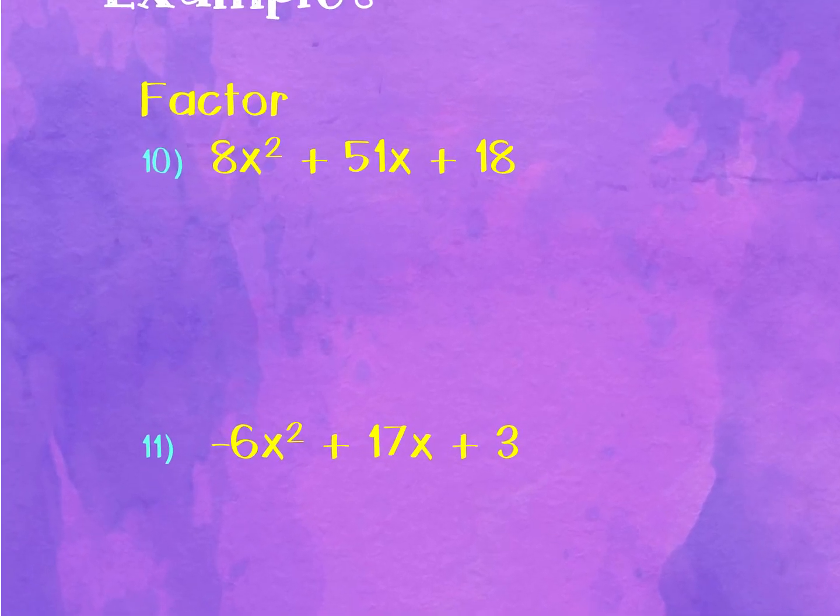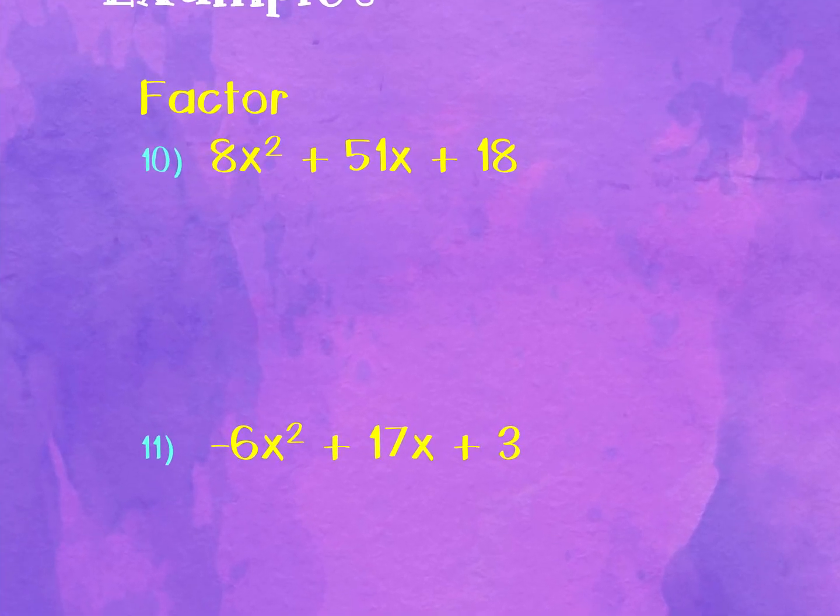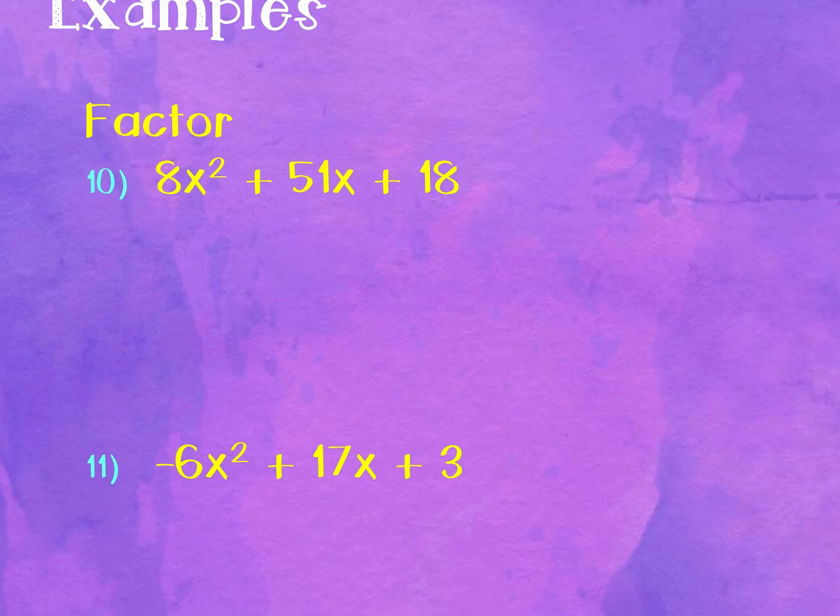Now, always remember, check to see if there's a GCF. There isn't. This one's kind of big once I multiply this. So I'm still going to do the same technique. I'm going to multiply this times this. So 8x squared times 18 gives me 144x squared. So I'm going to list the factors of 144. And notice both signs are positive. So this tells me both signs on my factors will be positive. So I have 1 times 144.